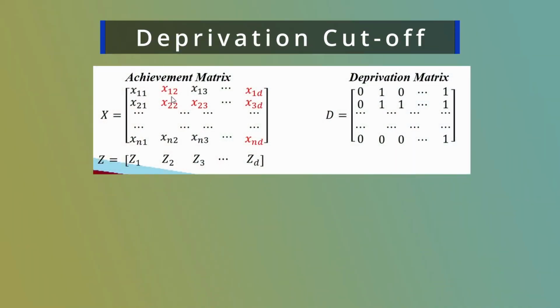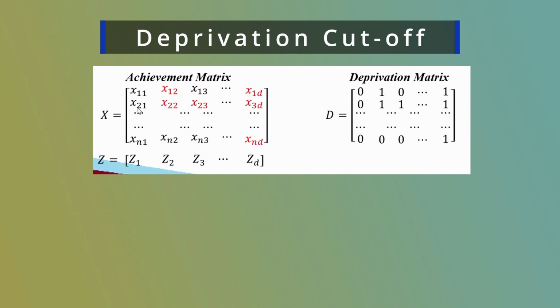Here this particular matrix, which is denoted by x11, x12, up to xnd, is treated as the achievement matrix, denoted by the X matrix. Here x11 means the achievement of household 1 in the first indicator. Similarly, x12 means the achievement of the first household in the second indicator, and so on. And here some of the achievements are in red color. Red color means the household is deprived in this particular indicator.